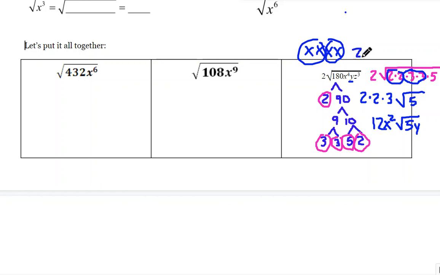I get z to the 3rd. That means there's 3 z's. I have 1 pair of z's, so 1 z could come outside, and 1 z is going to stay inside. And then that is my final answer.